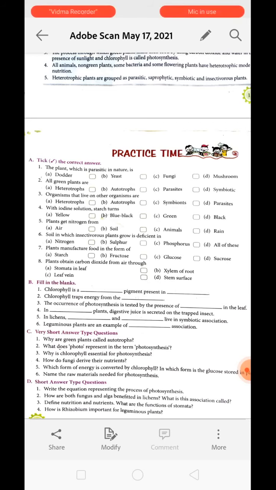Question number 6. Soil in which insectivorous plants grow is deficient in nitrogen. Option A is the correct answer. Now question number 7. Plants manufacture food in the form of glucose. Option C is the correct answer. Question number 8. Plants obtain carbon dioxide from air through stomata in the leaf. So option A is the correct answer.